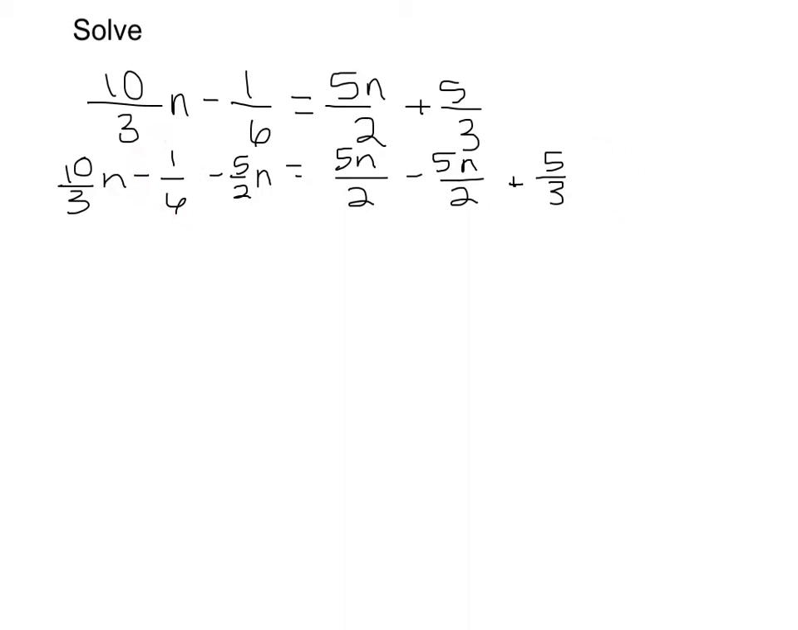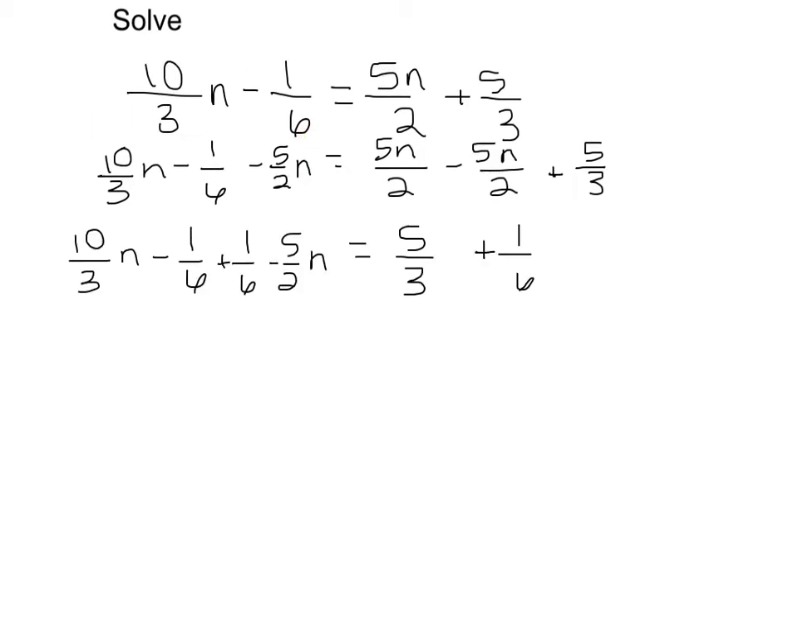Because I chose for my variables to be on the left side, my constants then I have to get to the right side. In this step, I simplified my 5 halves n minus 5 halves n, which added together to equal 0, so I didn't need that anymore. And then I added my 1/6 to both sides of my equation. So let me go ahead and clean this up a little bit. These add together to equal 0, so I don't need those.